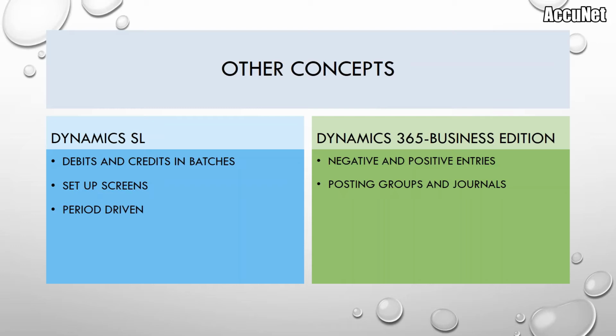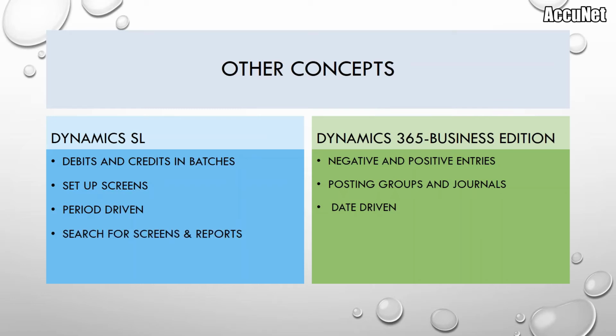In SL, the system is period driven. In 365, everything is date driven. And what I mean by that is you do set up your periods. You say, for instance, period 1 is January. You would say period 1 is January 1st to January 31st, and that would be period 1. So whenever anybody entered anything based on the date, it would post to that period. Now you can put some guidelines in there so people can't post prior periods and things like that, but that is how it's basically date-driven.